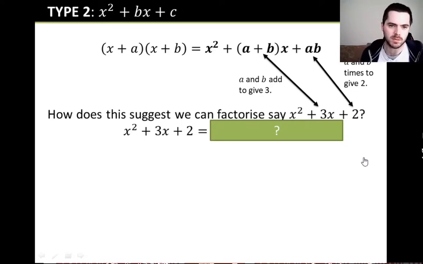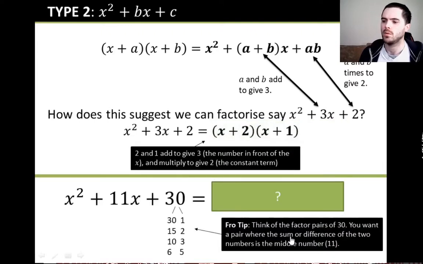So with something like x squared plus 3x plus 2, when we want to factorise it, can we think of two numbers that multiply to give 2? Well, 2 and 1. What's nice about 2 and 1? They add to give us the 3. 2 times 1 gives us 2. 2 plus 1 gives us 3, as required. Therefore, if I were to factorise this expression, we would be left with x plus 2 times x plus 1.